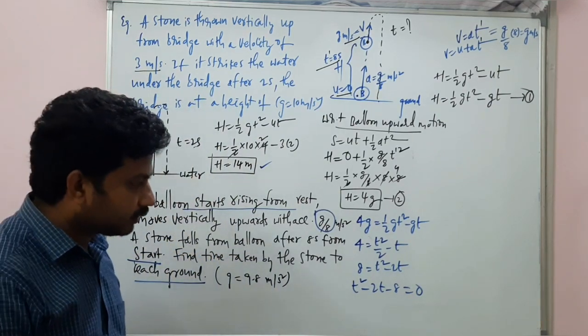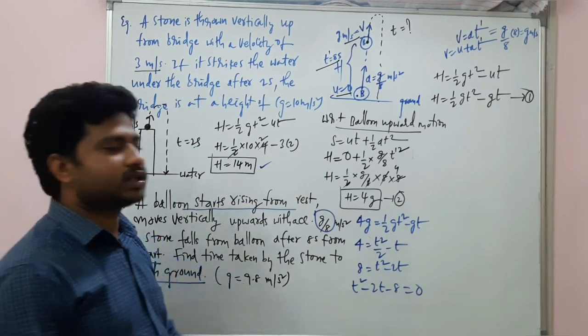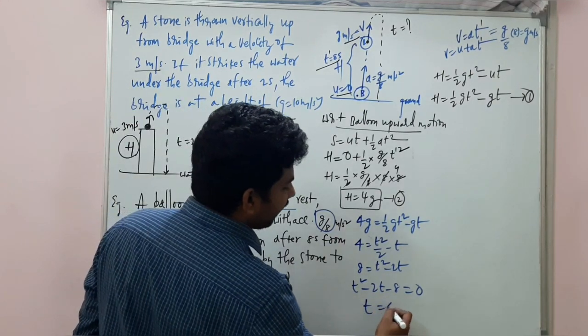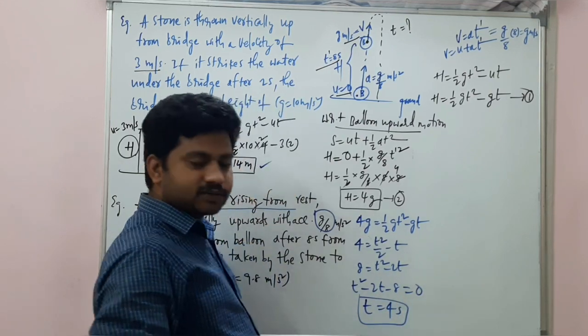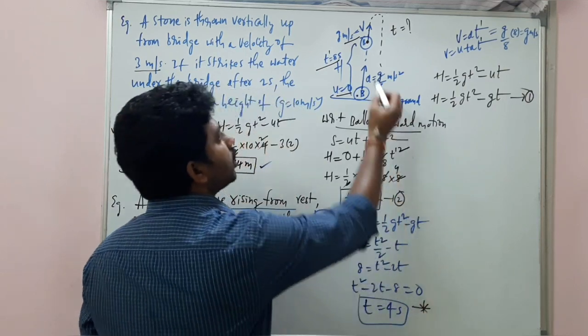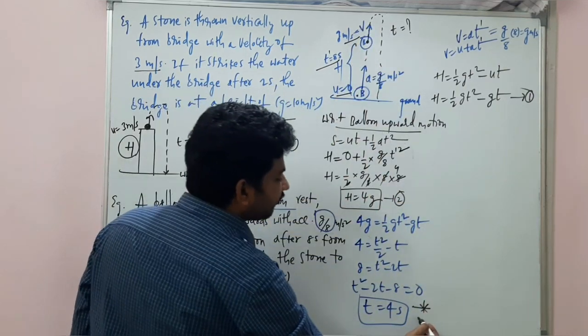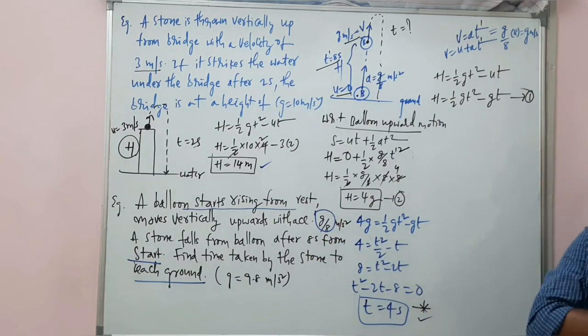Okay. Clear? So if you solve this quadratic equation, you get T value is 4 seconds. What is that? T value is 4 seconds, my dear students. So the time taken by this stone to reach the ground is 4 seconds.